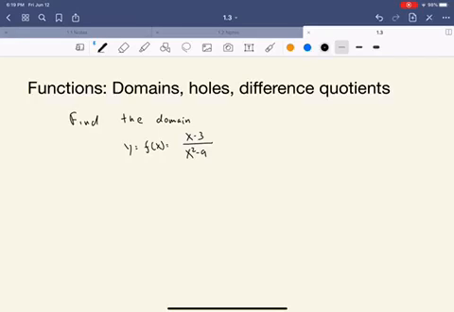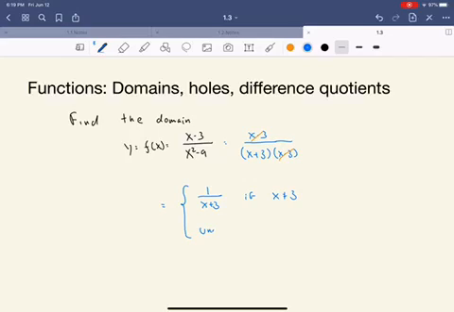Now, you can actually factor this. You could write this as x minus 3, and then the denominator factors into x plus 3 times x minus 3. Now, this x minus 3 cancels in some way. All right, but we're going to write it a little bit special. We're going to write it as 1 over x plus 3, and that's if x is not equal to 3.